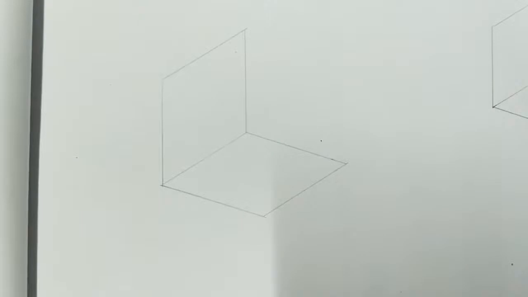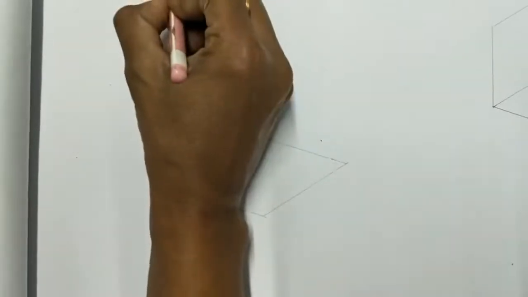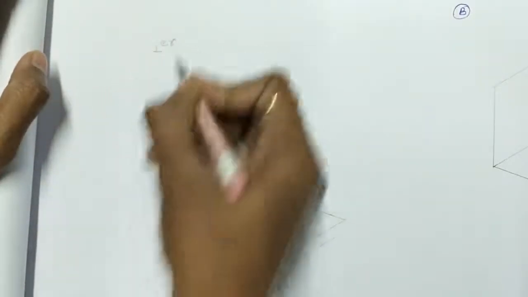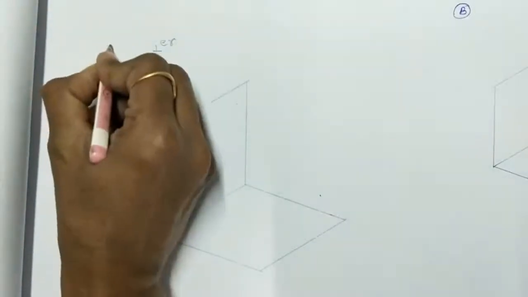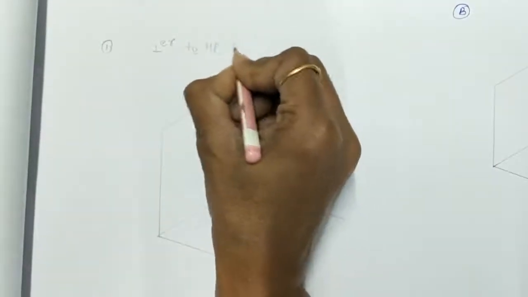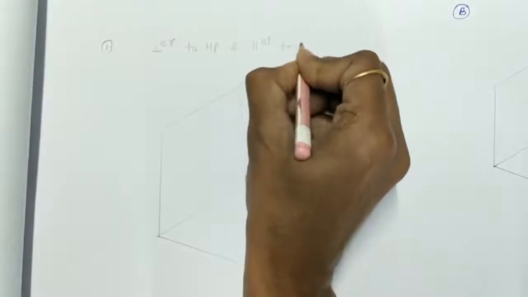In previous video we have seen the first condition of projection of straight line, that is line parallel to both HP and VP. Now in this video we will see the second condition, that is line perpendicular to one plane and parallel to another. So in this first condition we will see line perpendicular to HP and parallel to VP.